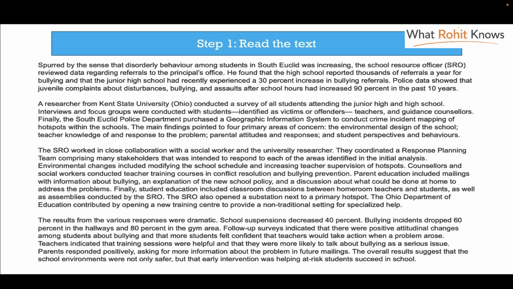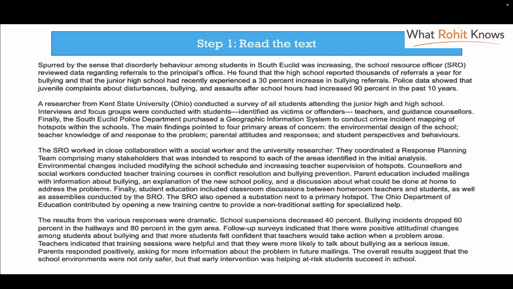So step one, you have to start by reading the text. And yes, you can start at the top. You don't always have to read each and everything. If you think you've got an idea of what it's about, you can jump a few sentences. For example, when I start reading this, spurred by the sense that disorderly behavior among students was increasing, referrals, thousands of referrals for bullying, etc. So I just read that, and that gives me an idea that here we are talking about some problem of discipline, bullying, behavior among school students. So the text is going to be something related to that.